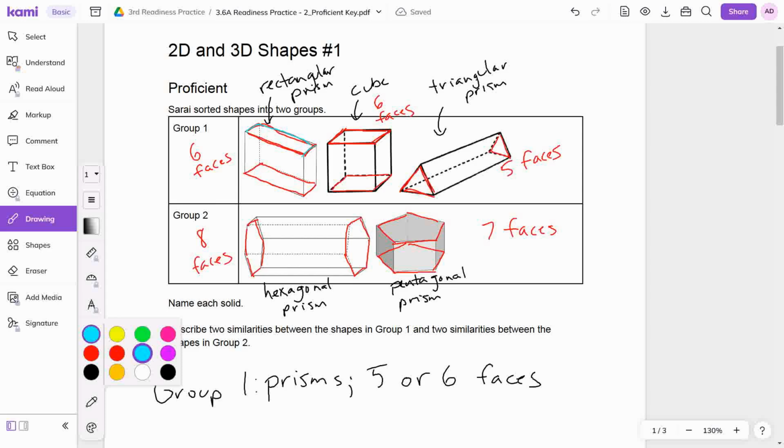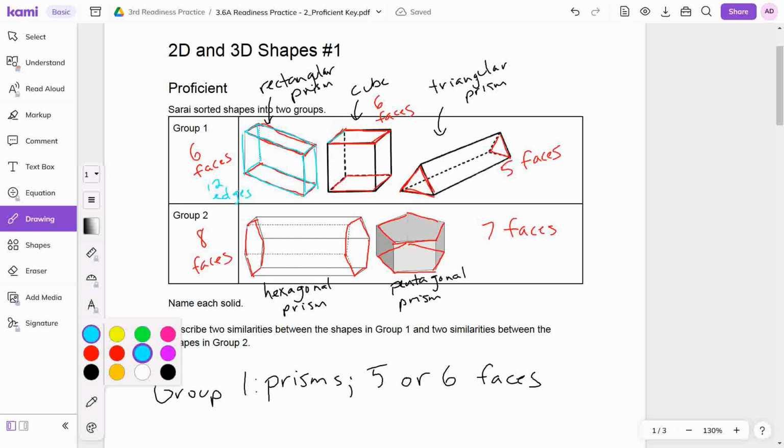I've got 1, 2, 3, 4 edges where 2 faces meet, right? Now I've got 5, 6, 7, 8. So each base is going to have 4 edges. So I've got 4 and 4 make 8, and then I've got my 4 edges connecting the 2. So 4, 8, 12. So I can say it's got 12 edges.